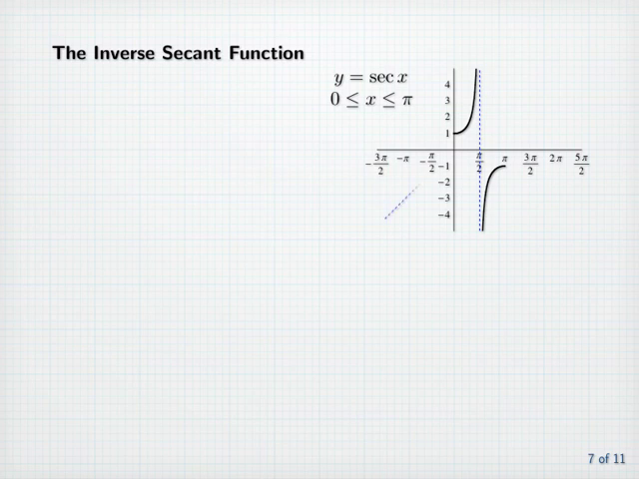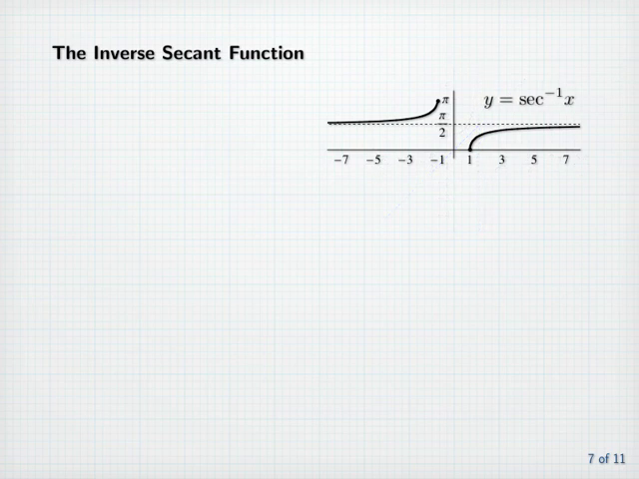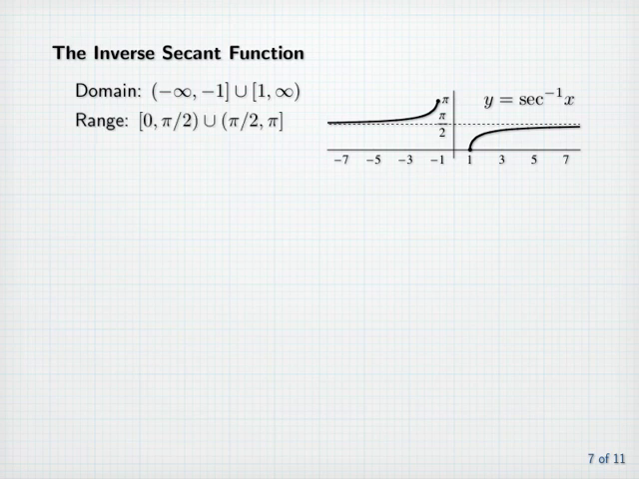Now let's draw the line y equals x, and then reflect the vertical asymptote at x equals pi over 2 to obtain a horizontal asymptote at y equals pi over 2, and then reflect the graph. This is the graph of the inverse secant function, with domain consisting of all x outside the open interval minus 1 to 1, and range consisting of all y in the closed interval from 0 to pi, except pi over 2.